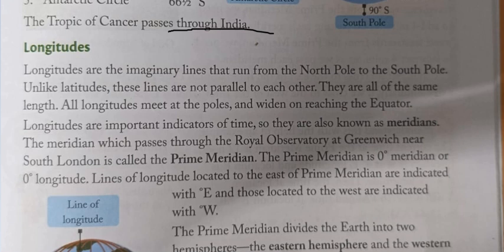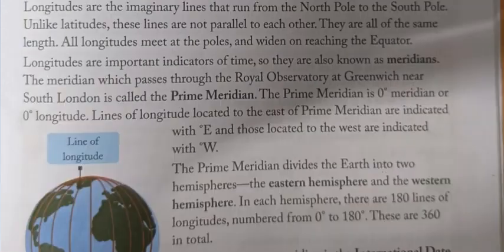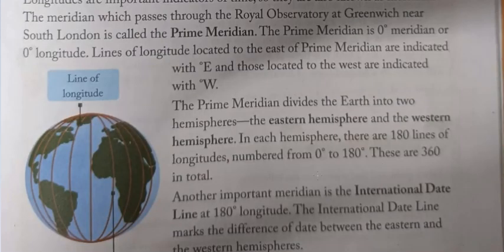Lines of longitude located to the east of the prime meridian are indicated with degree east, and those located to the west are indicated with degree west. So anything which is east of the prime meridian is degree east, and anything which is west of the prime meridian is degree west. The prime meridian divides the earth into two hemispheres, which are the eastern hemisphere and the western hemisphere.